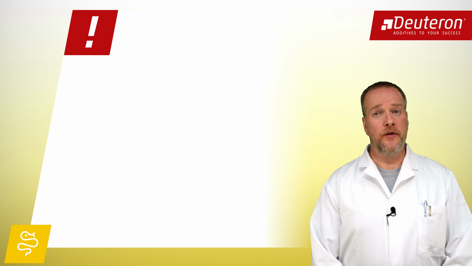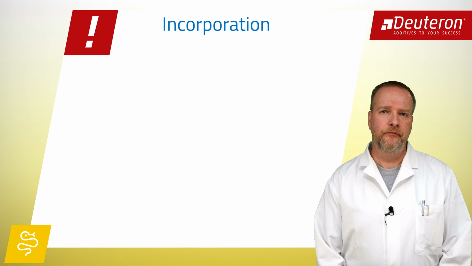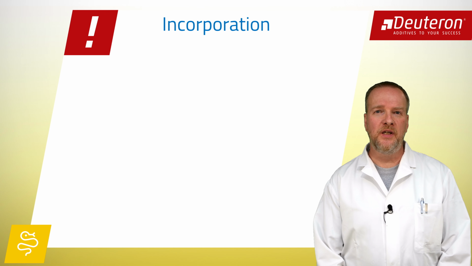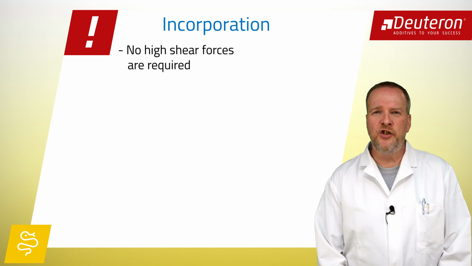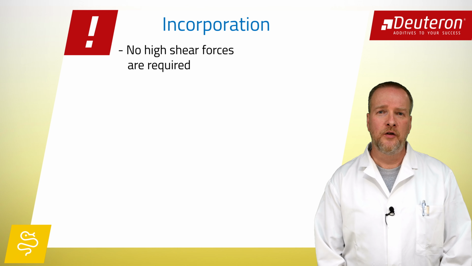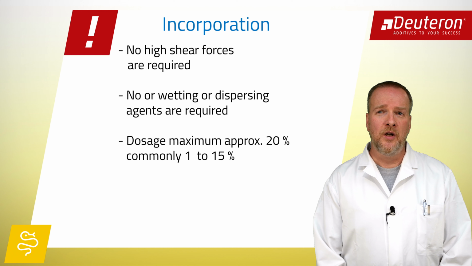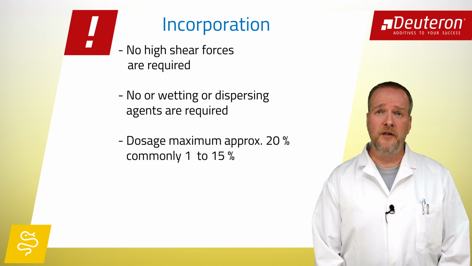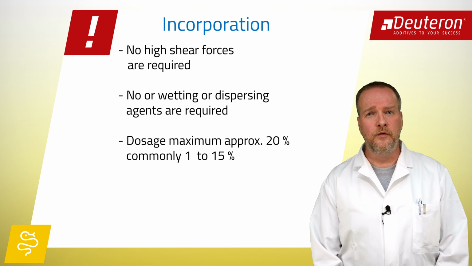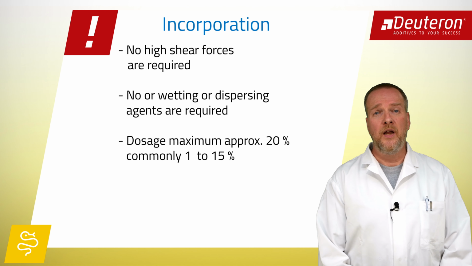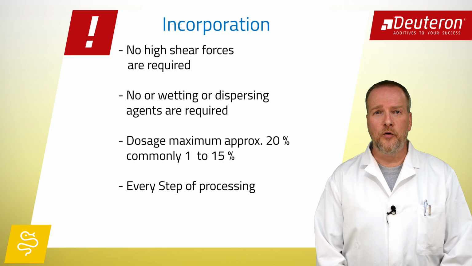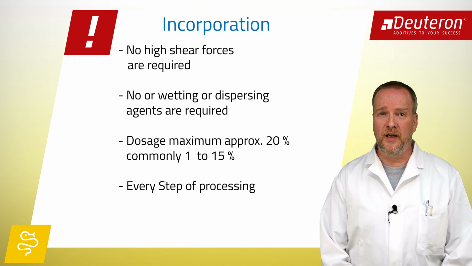The processing or the incorporation is very easy. In most formulations, PMU powders can be incorporated only by stirring. No high shear forces are required. The use of wetting agents is mostly not necessary or of low effect. The maximum dosage can be up to 20%, but in most cases, amounts of 1 to 15% are usual. Actually, these products could be incorporated at any step of the production.